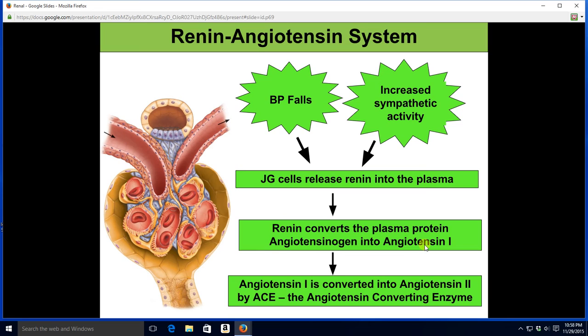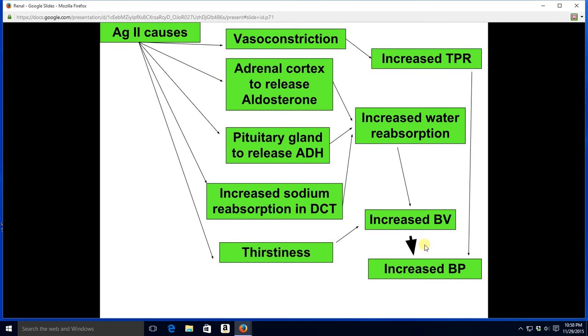And this conversion happens in the lungs primarily because the lungs make an enzyme called the angiotensin converting enzyme. Okay, so now we got this powerful compound in our blood called angiotensin 2. Now, angio means vessels. Tensin, obviously, has the idea of muscle tension, contraction. So, no surprise, angiotensin 2 is a vasoconstrictor, which increases TPR, total peripheral resistance, which increases blood pressure.